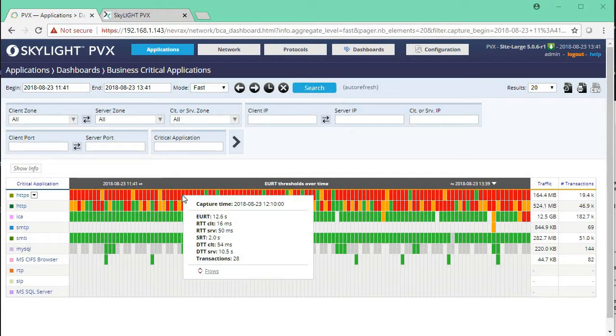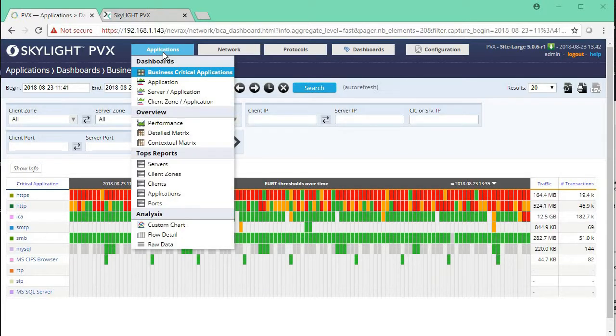And for instance, if I highlight one of these, we can see that the end user response time is over 12 seconds there. And of that, we have round trip time client 16, round trip time server 50 milliseconds, server response time 2 seconds, data transfer time client 54 milliseconds, data transfer time server about 10 seconds. So the majority of the time is spent moving the data, transferring the data from the server, 10 seconds worth anyway.